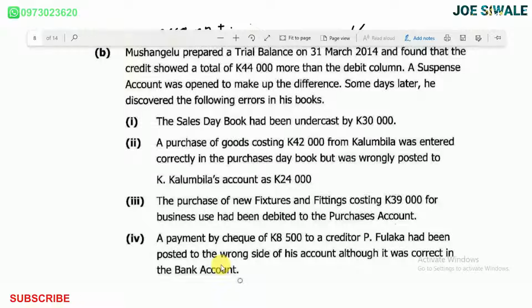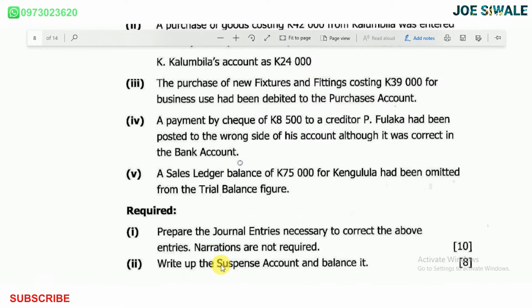Number 2, a purchase of goods costing 42,000 kwacha from Kalumbila was entered correctly in the purchase day book but was wrongly posted in Kalumbila's account as 24,000 kwacha. Number 3, the purchase of new fixtures and fittings costing 39,000 kwacha for business use had been debited to the purchases account. Number 4, a payment by cheque of 8,500 kwacha to a creditor, P. Fulaka, had been posted to the wrong side of his account, although it was correct in the bank account.